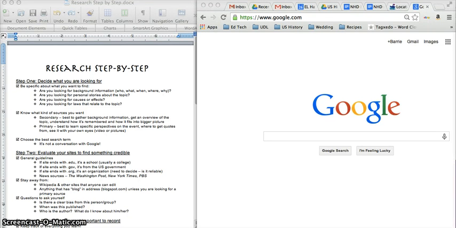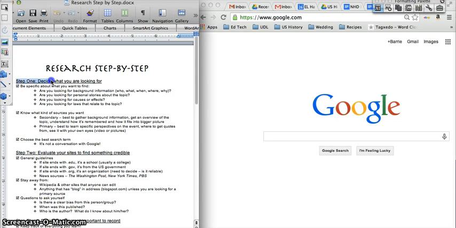So you've picked your National History Day topic, what now? As you get started with your research, there are some tips that you want to keep in mind to help you do successful research. The first thing that you want to make sure that you know when you start researching is what you are looking for. And so that's step one in our researching guide: decide what you are looking for.